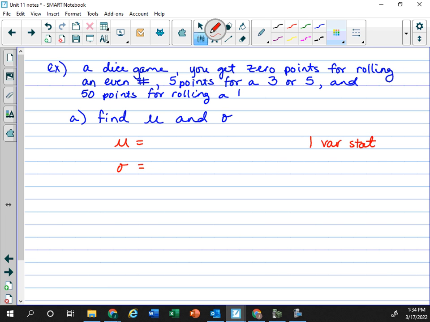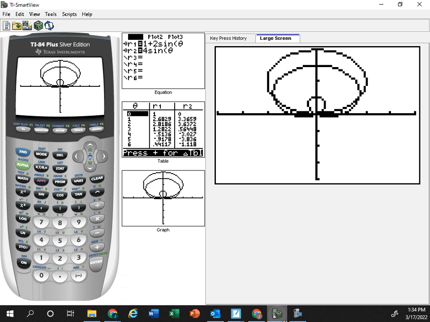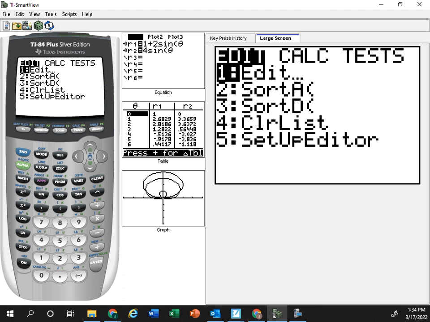All right, guys, let me write what mu and sigma are, and then we'll see if you got it, and I will obviously go through it. All right, so your mu is 10, your sigma is 18.03. Yes? No? Happy? Sad?